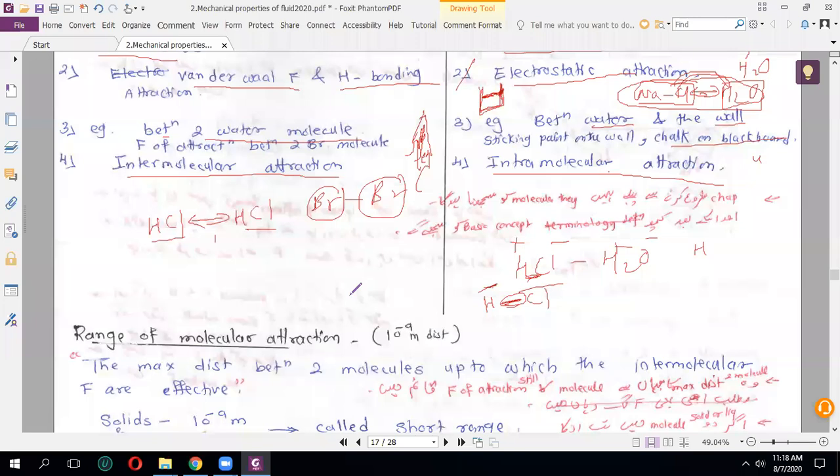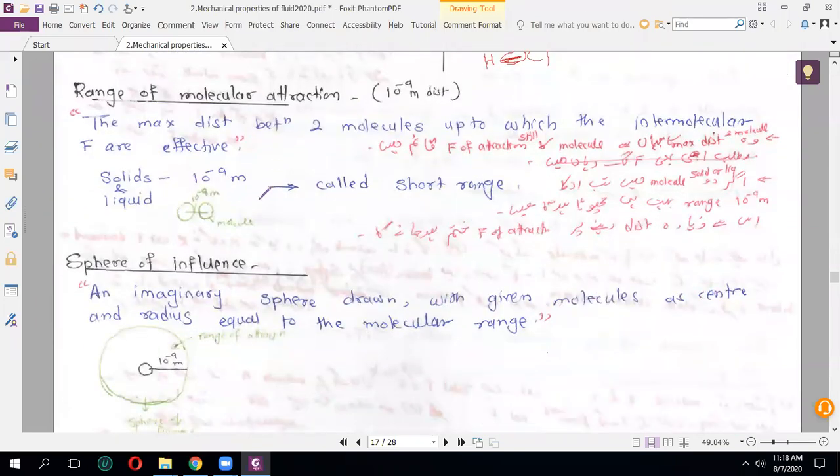Now we go further. Range of molecular attraction. Now here scientists say the maximum distance between two molecules. So suppose one molecule is NaCl and second molecule is HCl. I'm taking random two molecules. Now their range means their distance. One is here and one is here, up to which the intermolecular force is effective.